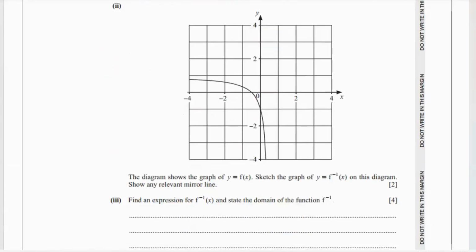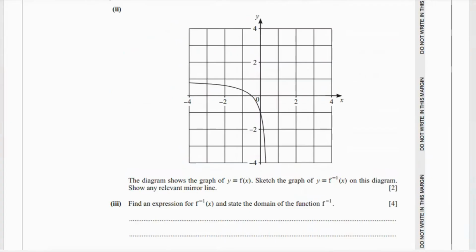Then the diagram shows the graph of y equals f of x. Sketch the graph of y equals f inverse of x on this diagram. Show any relevant mirror line. So this will be reflecting in the y equals x line. So let's draw that first. This is your y equals x line. So whatever your coordinate is, you're going to swap that. So this is basically -4 and 0.9. So now it's going to be 0.9 and -4. So that's going to come over here.